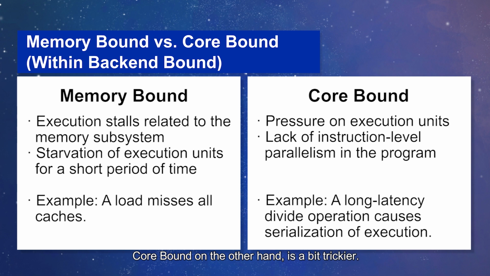Core bound, on the other hand, is a bit trickier. Its stalls can either be caused by starvation of execution units for a short period of time, or due to suboptimal execution port utilization. That is, there is pressure on execution units or a lack of instruction-level parallelism in the program. For example, a long latency divide operation may cause serialization of execution, resulting in only a small number of execution ports being used in a cycle.